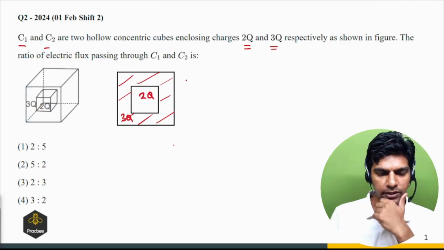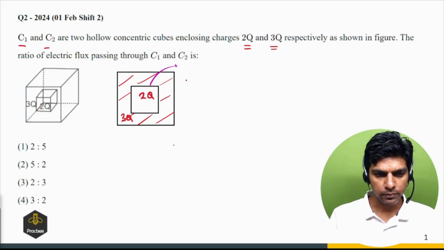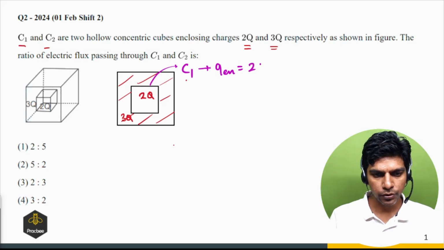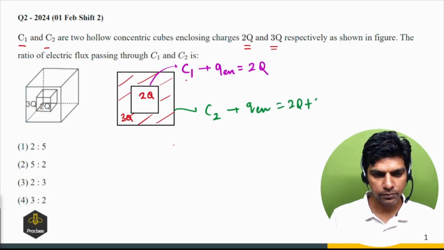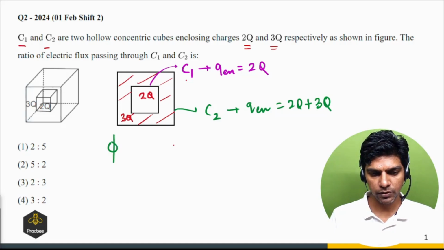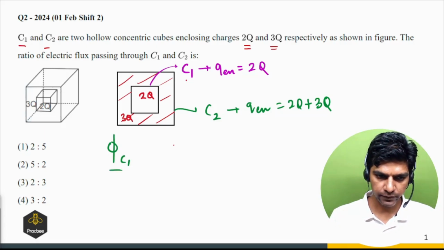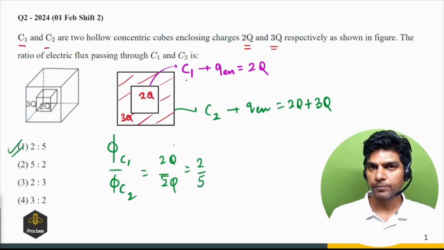So we have to find the ratio of the electric flux through C1 and C2. So for C1, Q enclosed is 2q, and for C2, Q enclosed is 2q plus 3q. So if you want to find the ratio of the flux, the ratio of the flux is proportional to the charge enclosed. So phi C1 upon phi C2 will be 2q by 5q, right? So that will be 2 by 5. So option 1 is the right answer.